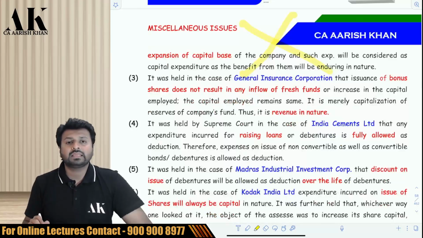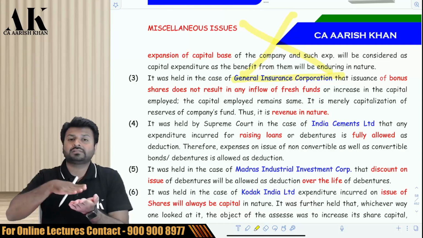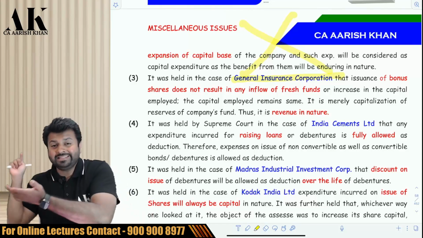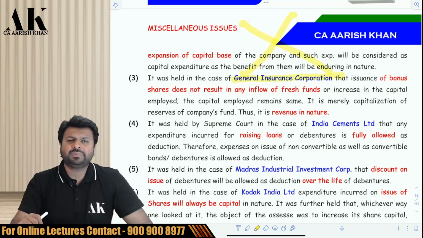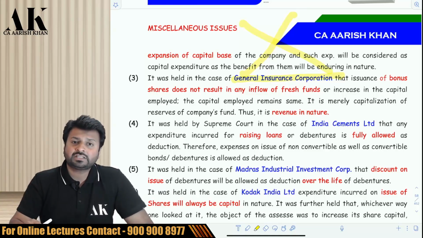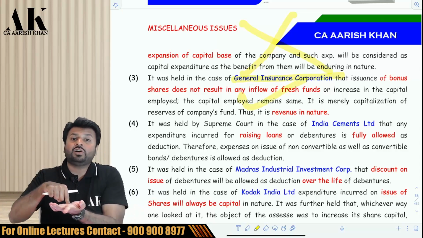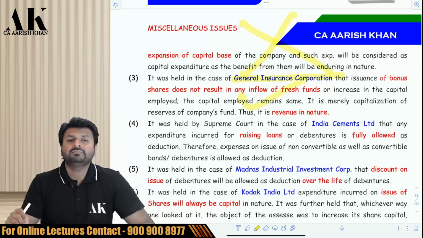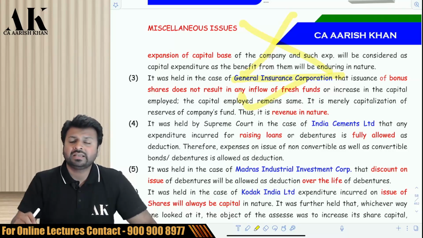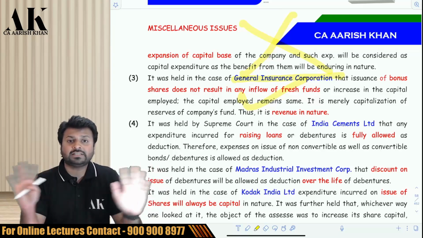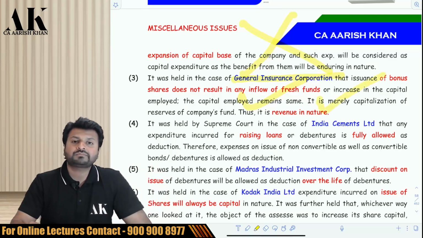Third, the assessee, in the case of General Insurance Corporation, is not raising funds, but is trying to issue bonus shares. So, the assessee incurred some expenditure in relation to bonus shares. Will that expenditure be allowed? The Supreme Court held that the answer is yes. Why? Because bonus shares do not lead to an increase in capital. It is mere capitalization of reserves. It does not increase your overall capital. It does not bring a fresh inflow of funds in the business. Therefore, it shall be allowed as deduction.